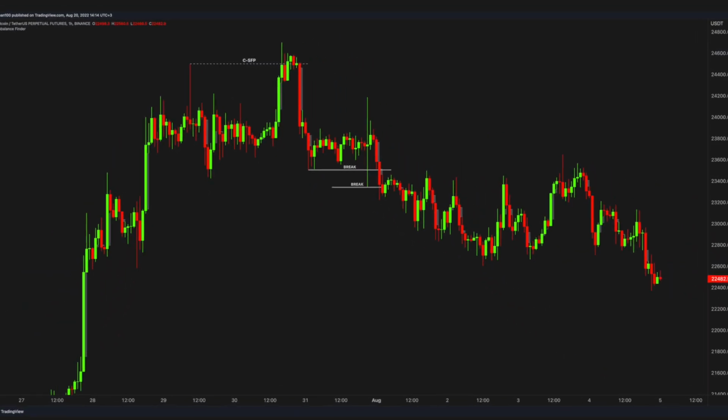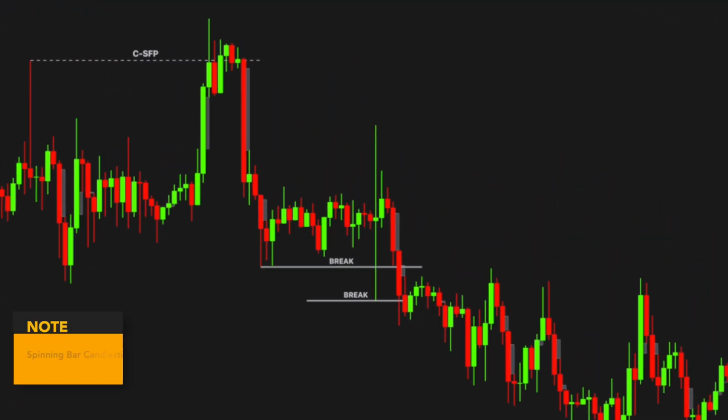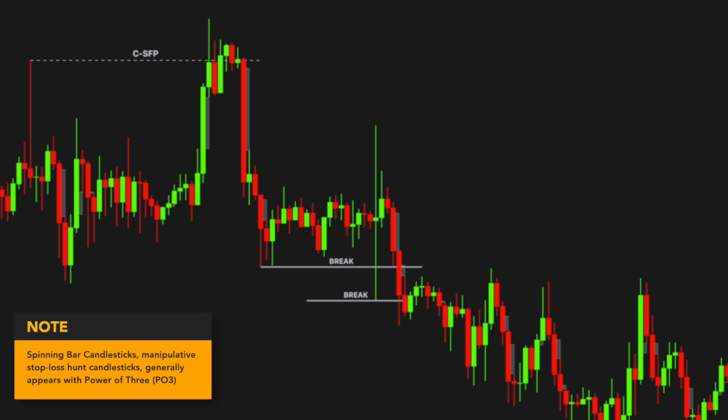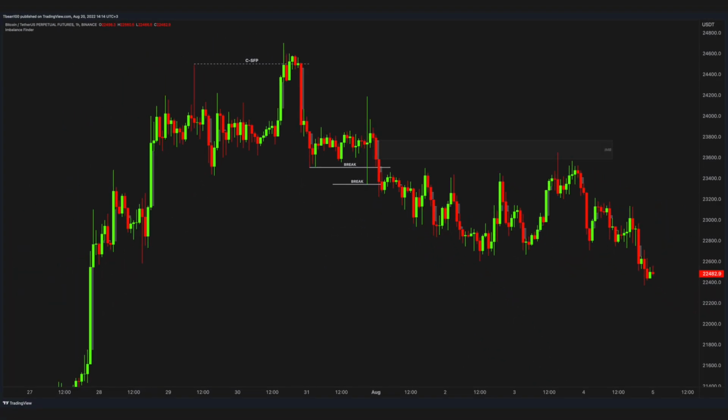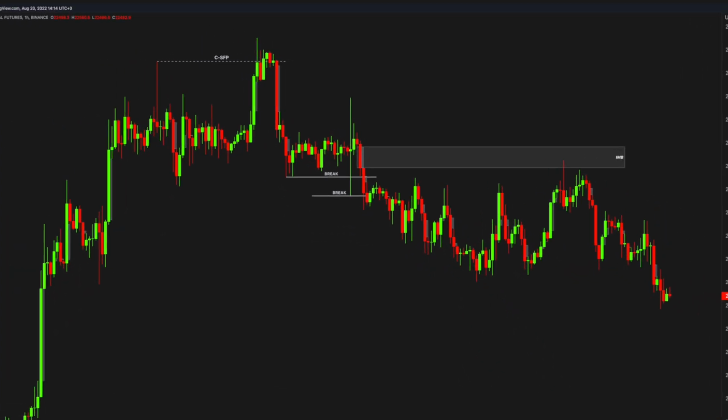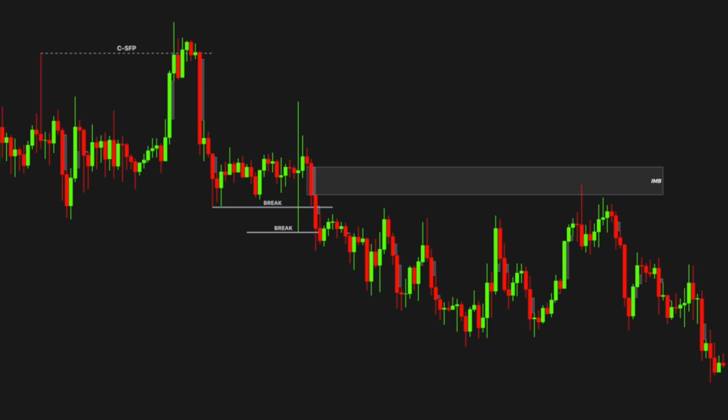Next is a break. There is one little manipulation candlestick, a spinning bar here, only designed to hunt stop losses below and above. Not much to do with the real price action. However, right after that, you can witness the real high quality break. Price leaving an imbalance area. As you know, I love imbalances. Without imbalances, probably my trading skills would never have evolved.